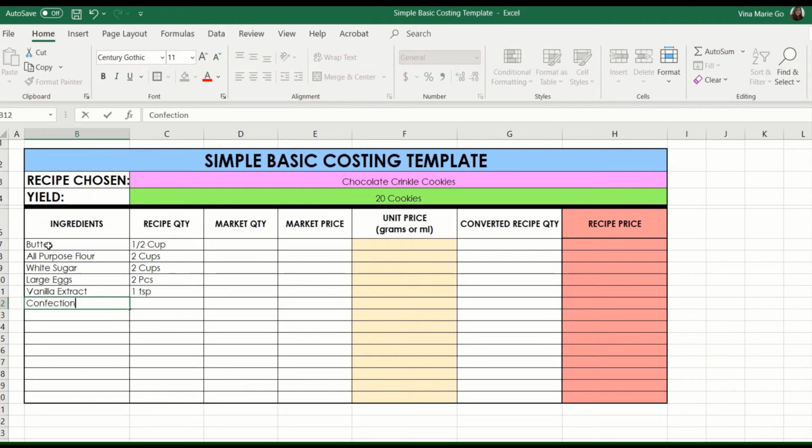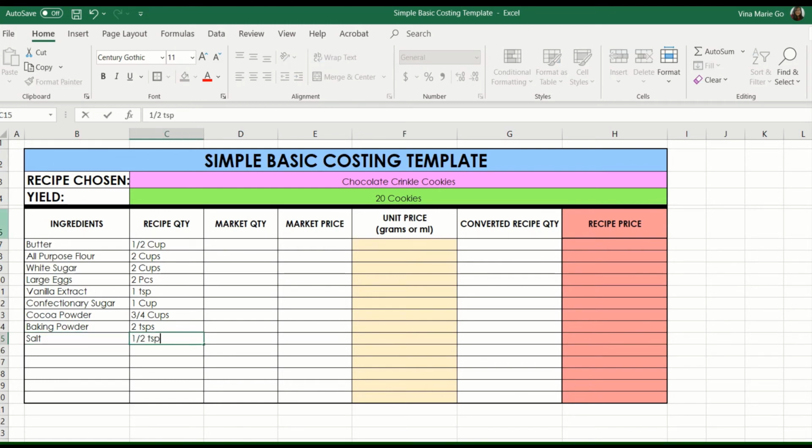The converted recipe quantity is just the one that you have to Google. So 2 cups of flour here, how much is that in grams? And then you just multiply unit price with the converted recipe quantity, you will get the recipe price. Okay, so I am filling up the table right here with all the ingredients so that we can begin the costing.